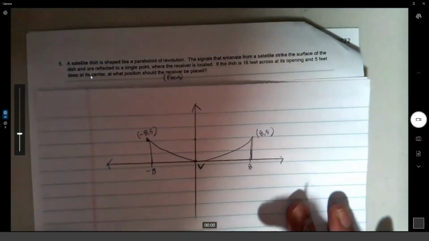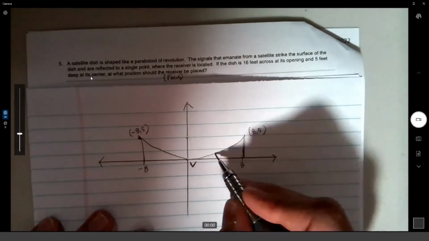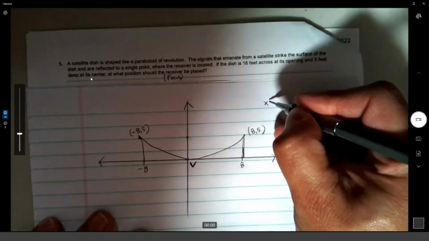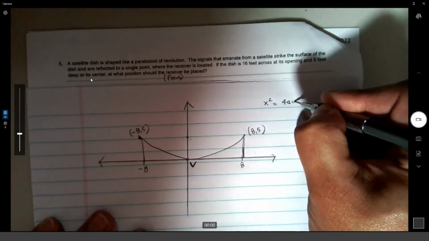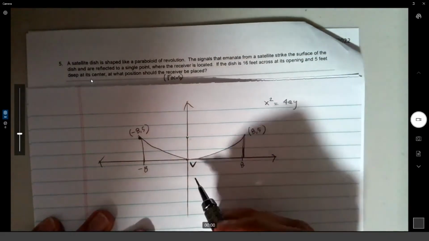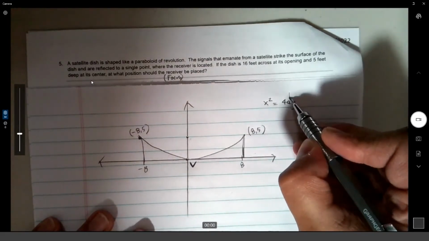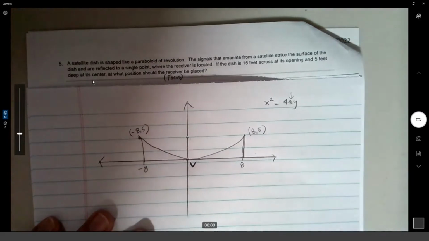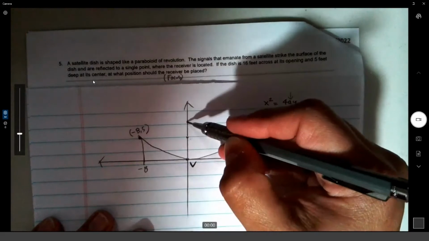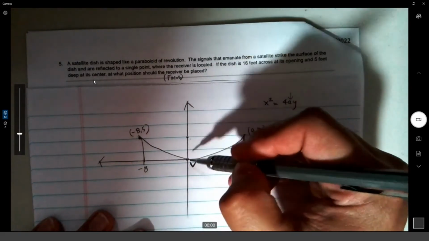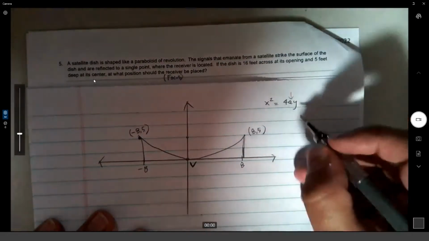So continuing with this particular example, we notice that this is a parabola of the form x squared is equal to 4ay because its vertex is at 0, 0. If we are able to find a, then we'll know how many feet we should place the receiver, or the focus, away from the vertex. Okay, so our job here will be to find a.